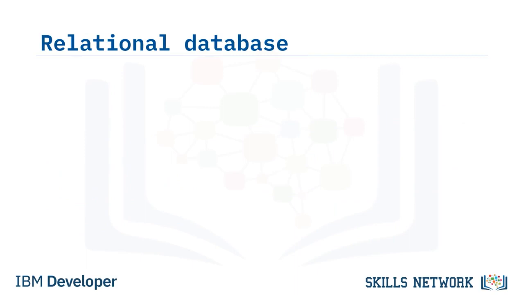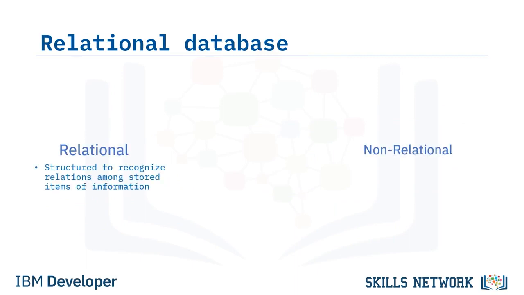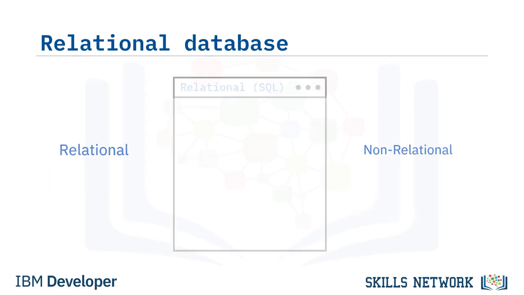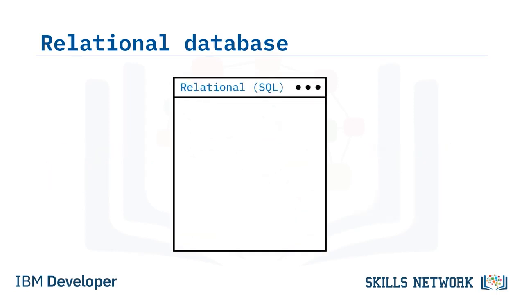There are 2 types of databases, relational and non-relational. A relational database is structured to recognize relations among stored items of information. A non-relational database stores data in a non-tabular form and tends to be more flexible than the traditional SQL-based relational database structures. A relational database, or a SQL database, stores data in tables that contain rows and columns.